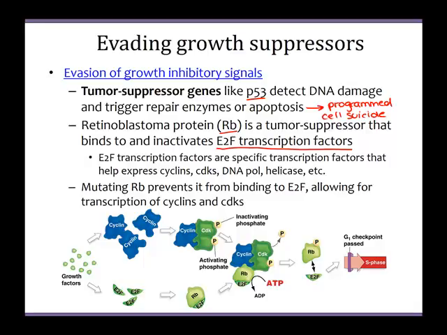They help to express cyclin proteins, CDK proteins, DNA polymerase, helicase, all these that are involved in speeding up or suppressing the rate of the cell cycle. So retinoblastoma, what it does is it binds to and inactivates E2F. If E2F isn't active, you can't make these other proteins, therefore you do not enter the cell cycle.